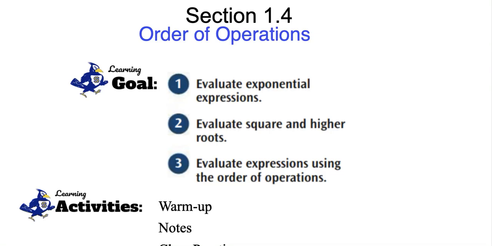So we are working through order of operations today. We're going to evaluate exponential expressions, evaluate square and higher roots, and evaluate expressions using the order of operations.